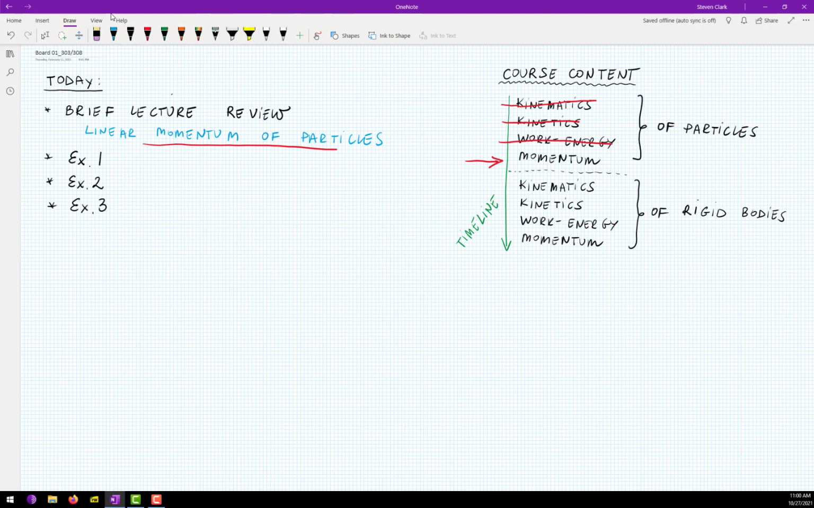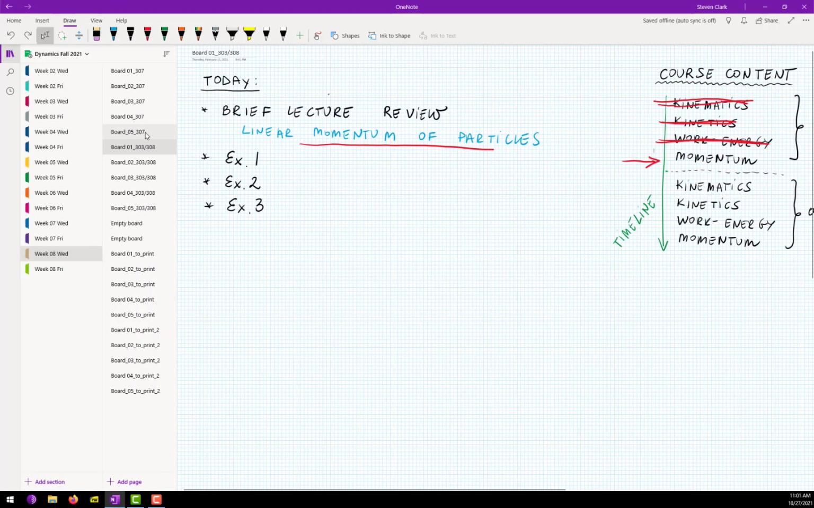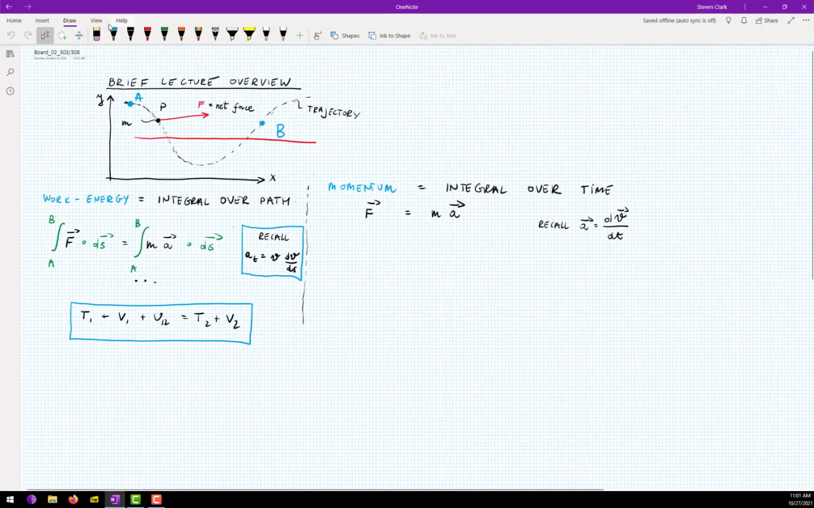Before we do a brief lecture review, let's see where we are on our timeline. We just finished three topics: kinematics, kinetics, and work energy. But they might be coming back all the time. Anyway, I just want to say that we just started this topic. Questions? Then a brief lecture review, very brief.